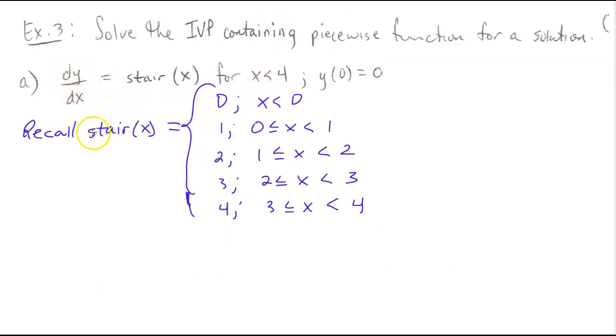Now, notice that if the stair function is defined piecewise, then the most general antiderivative of the stair function is just going to be the antiderivatives of each of these constants here. So in this case, all we really need to do is figure out what the antiderivatives of each of these constants are, and we'll have what the antiderivative would be. Okay. So just for a little bit of room, I'm going to move this down here.